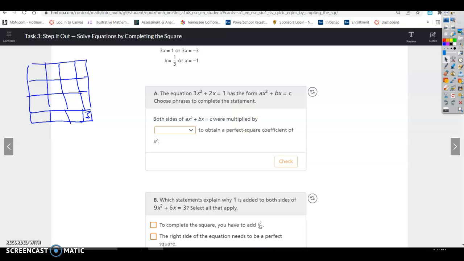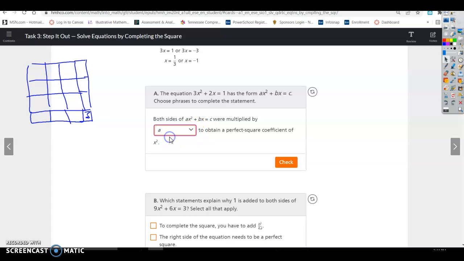It says the equation 3x squared plus 2x equals 1 has the form ax squared plus bx equals c. Choose phrases to complete this statement. Both sides of ax squared plus bx equals c were multiplied by a.